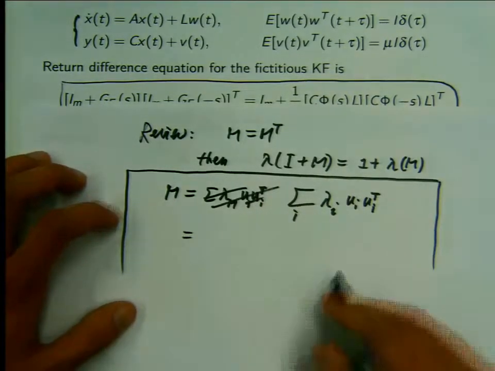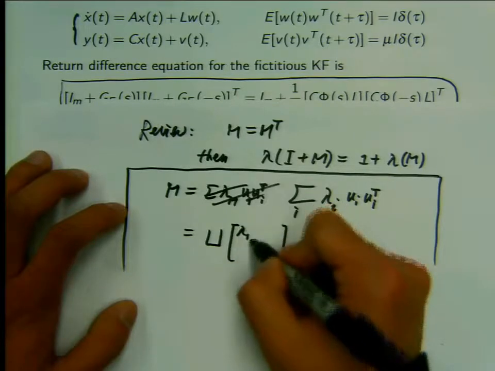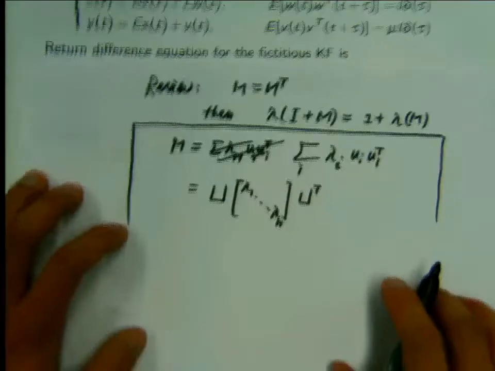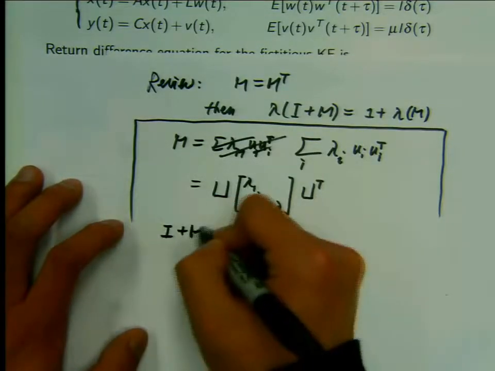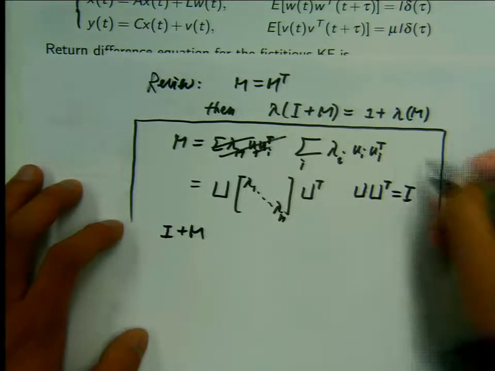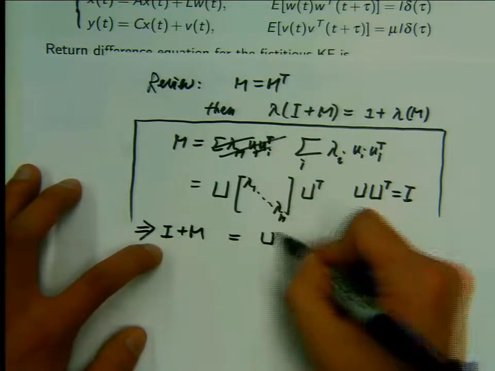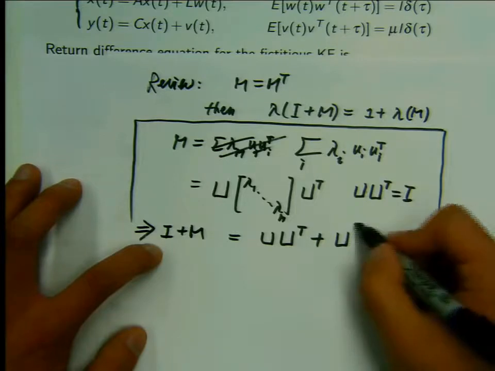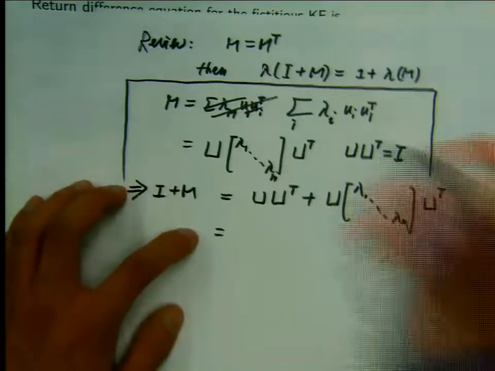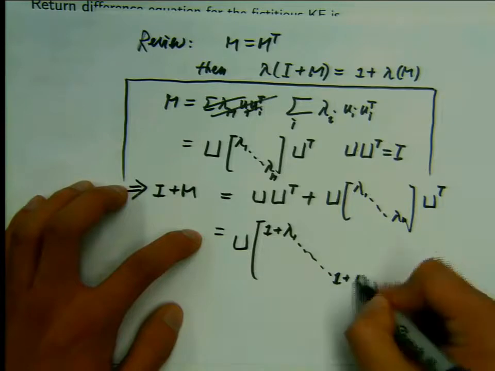So this way, essentially, I'm getting U. Suppose all the eigenvalues are distinct. Then I can get, suppose the matrix is dimension n. I can get this. Okay, then I plus M over here, this U is a unitary matrix, meaning U U transpose equals identity. So this is the property of symmetric eigenvalue decomposition. Because of this, I get I plus M equals U U transpose plus U, this big diagonal matrix, U transpose. Okay? And here, I get U times 1 plus lambda 1, and then all the way to 1 plus lambda n.